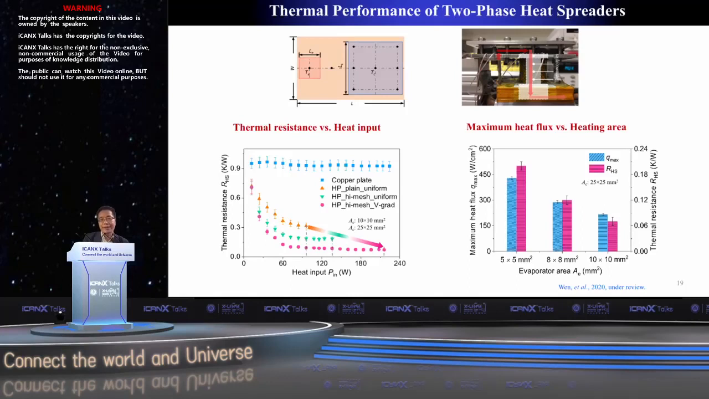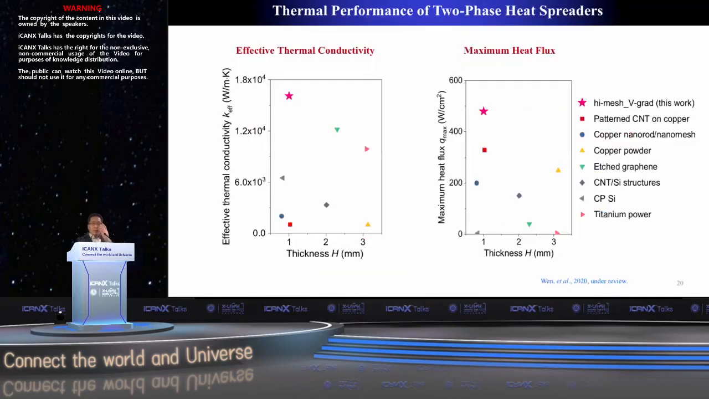We can handle really good heat flux. Now, we can also come back to the thermal conductivity, right? And as I mentioned, if we make them thicker, you have more water inside, or more vapor space, you can have a higher heat flux you can handle, right? And the other thing is you can have effective thermal conductivity.